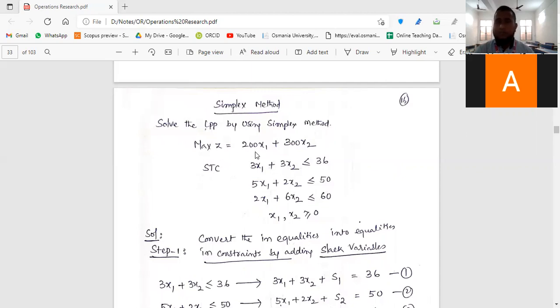Maximize z is equal to 200x1 plus 300x2. STC means subject to constraints: 3x1 plus 3x2 less than or equal to 36, 5x1 plus 2x2 less than or equal to 50, 2x1 plus 6x2 less than or equal to 60. And this x1, x2 is greater than 0. It is a non-negative restriction. This will appear in all the problems.